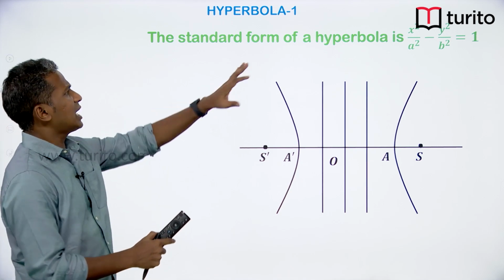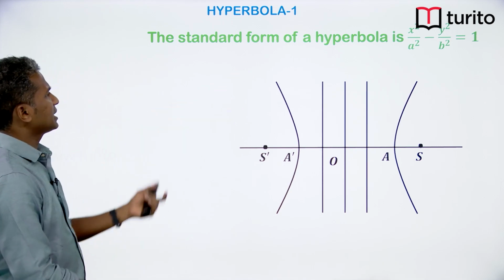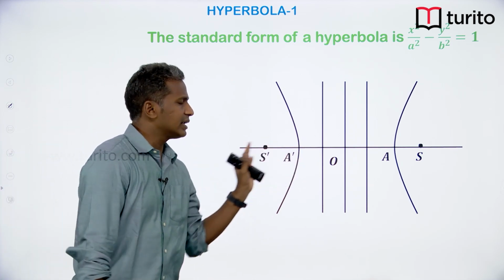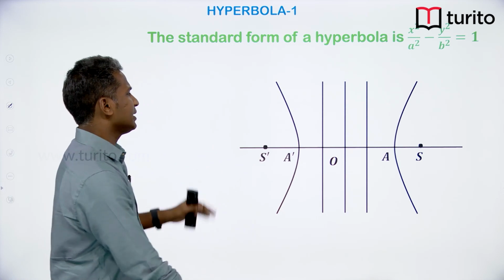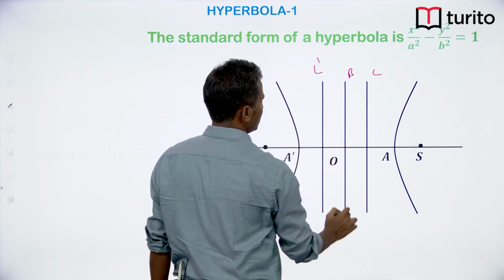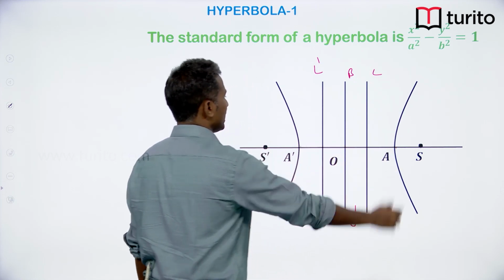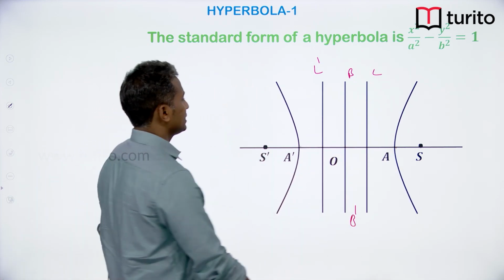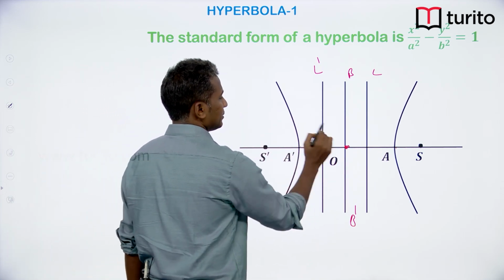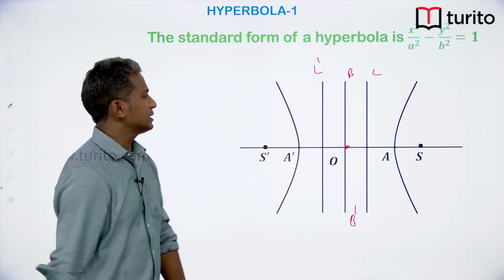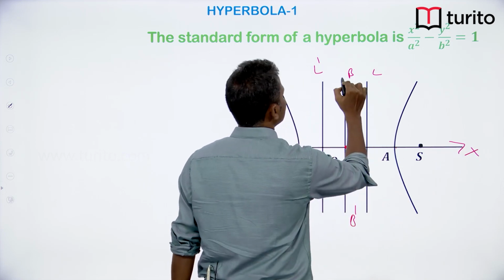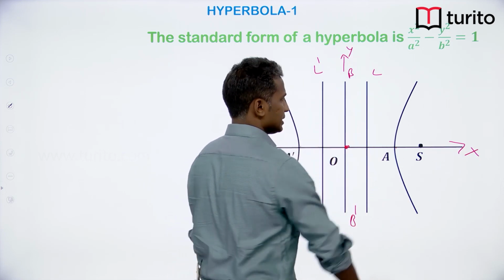So, in this standard form of hyperbola, x square by a square minus y square by b square, let us just quickly revise all of them. So, what is all happening here? This is one directrix, this is the other directrix, this is our conjugate axis, A A dash is our transverse axis, S and S dash are our foci, O is our center because we have fixed it at the origin, and this we have taken as the x axis and this we have taken as the y axis.